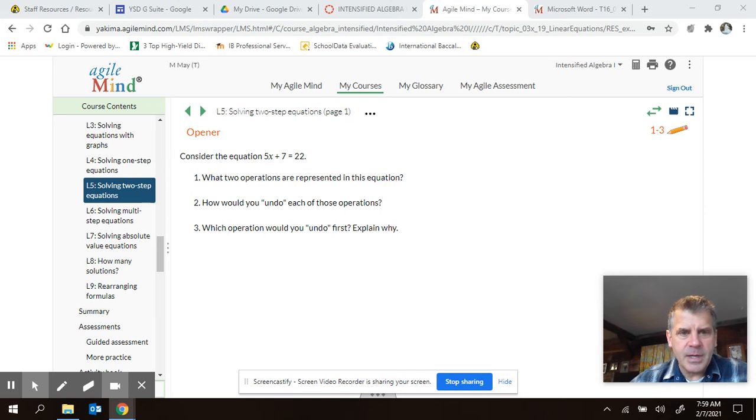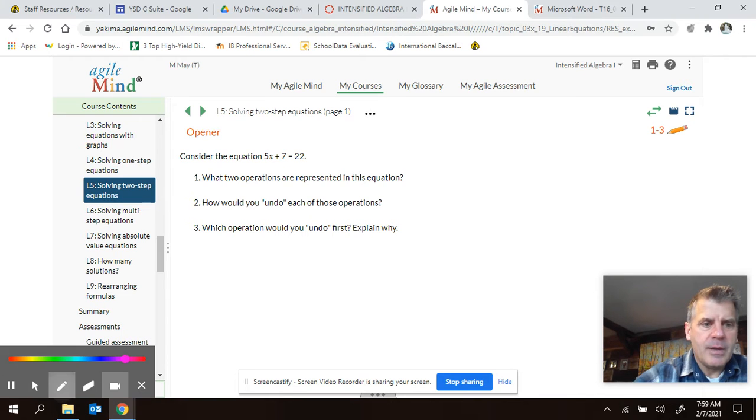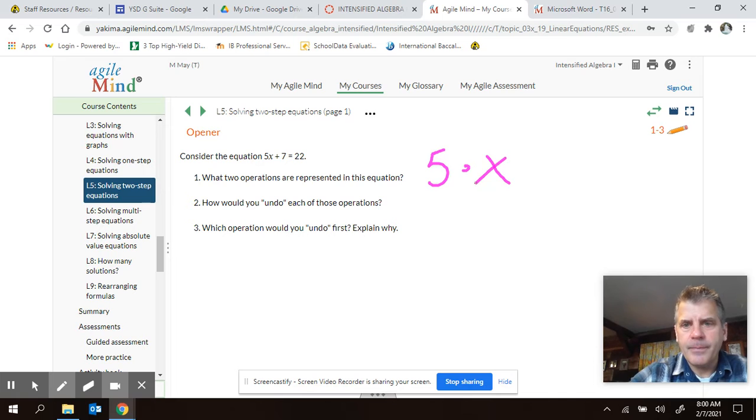All right, I hope you took some time to answer these three questions. This equation on the left-hand side has two operations that are represented. The 5 and the x are being multiplied, and that is shown by them simply being next to each other. So we have multiplication involved there. And then I'm also hoping that you recognize the addition of 7. Fairly straightforward, I'd hope, and obvious. So we have multiplication, we have addition.